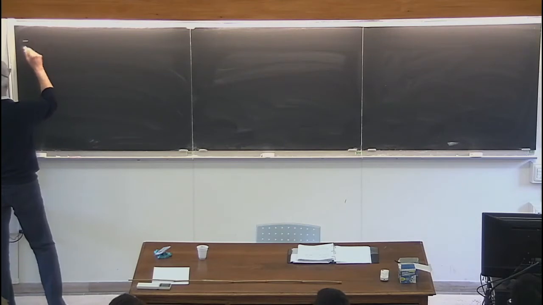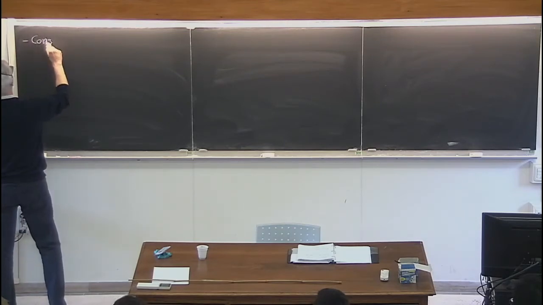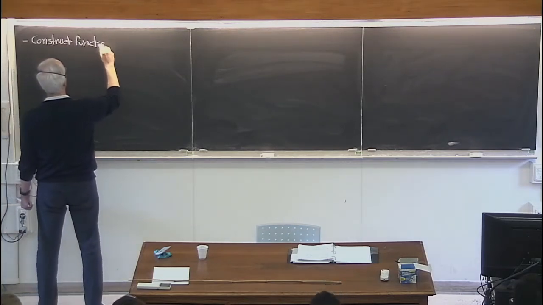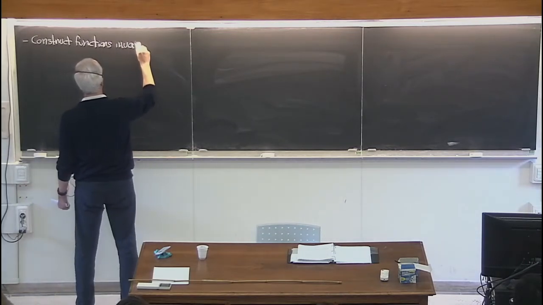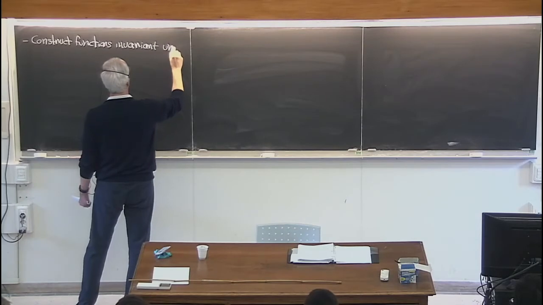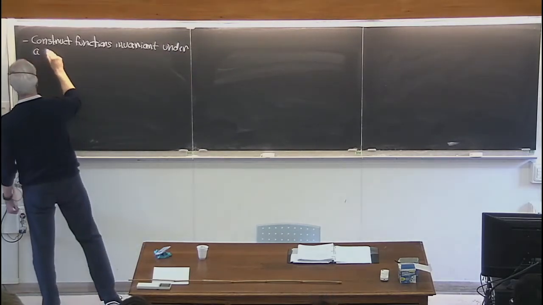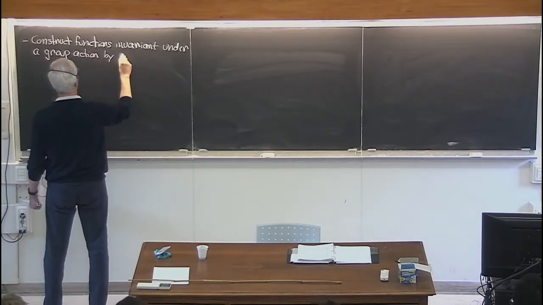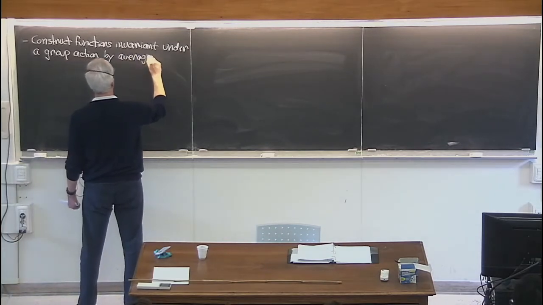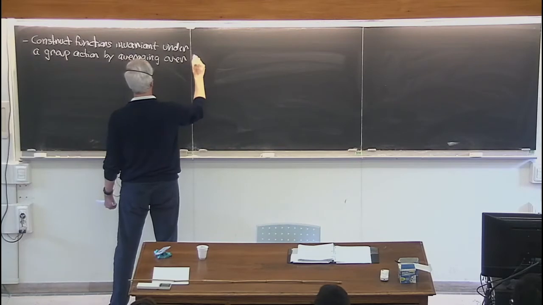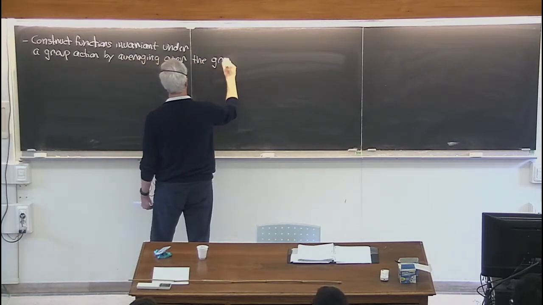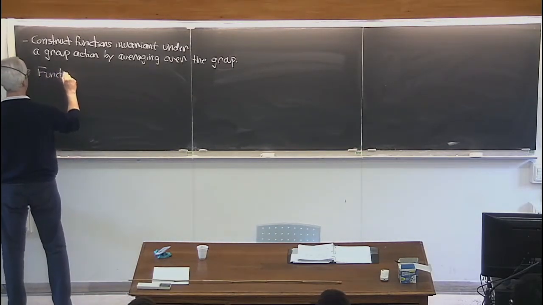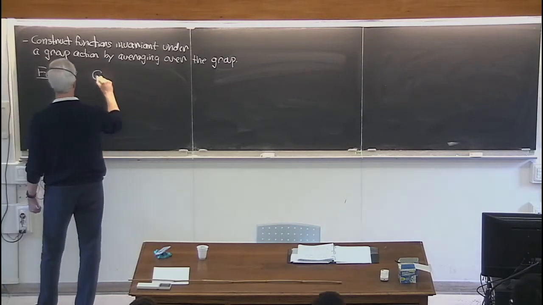So today I want to illustrate the idea of constructing functions which are invariant under some group action by averaging over the group. And I'll illustrate this, not necessarily with complete detail, with several examples.